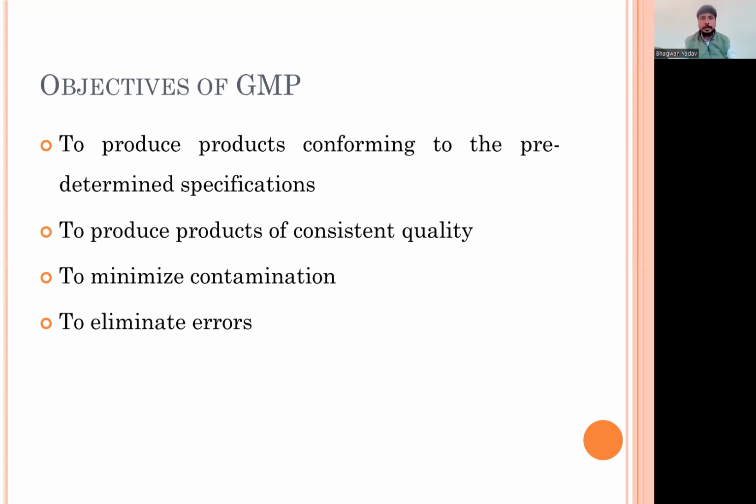To minimize contamination. This is one point, because contamination has so many risks. If the product is contaminated, we can say the product is not for the patient. And the last one, to eliminate errors. There are lots of risks and errors during manufacturing. So if we are following the procedures and principles, we can eliminate lots of errors.